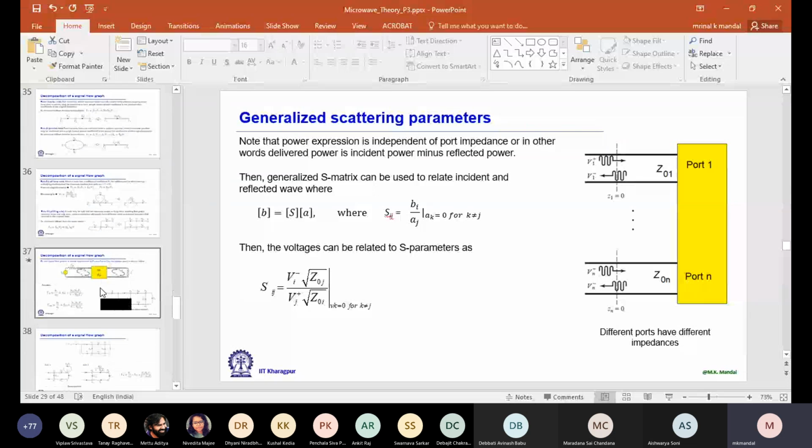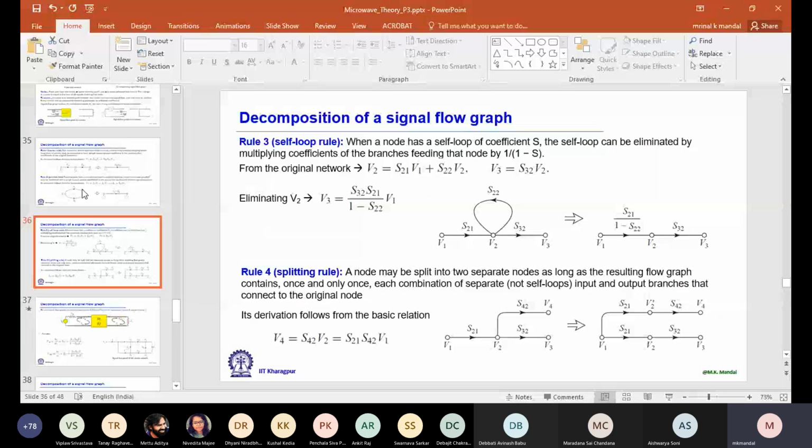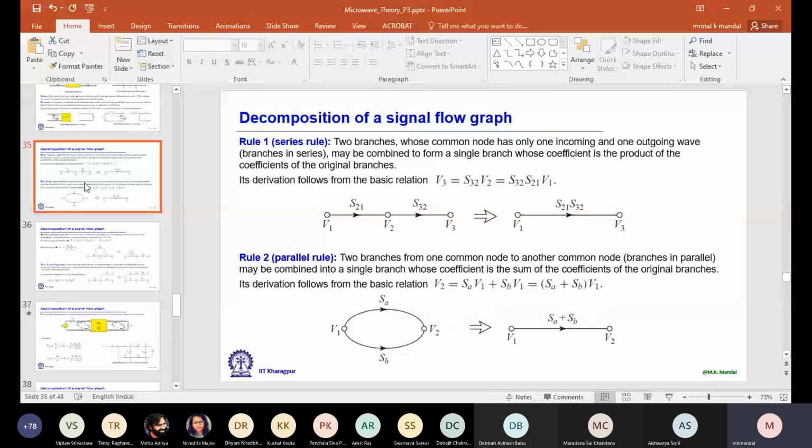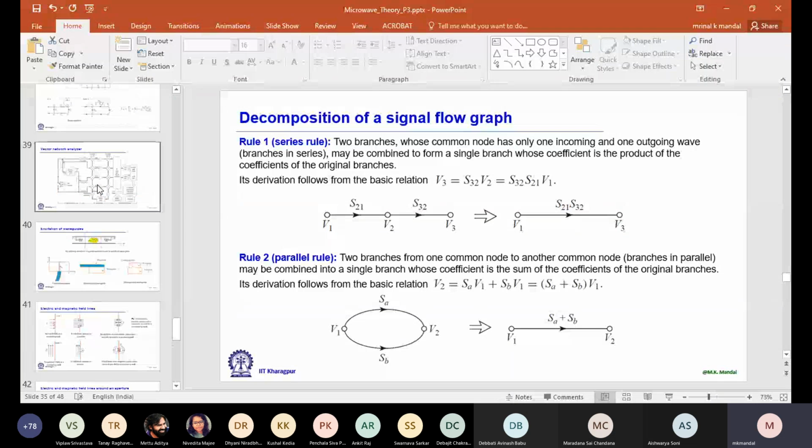After that, we discussed signal flow graph, and using the signal flow graph, some of the complicated problems we can solve easily. Well, so today, before going to the next section, let us discuss one instrument.